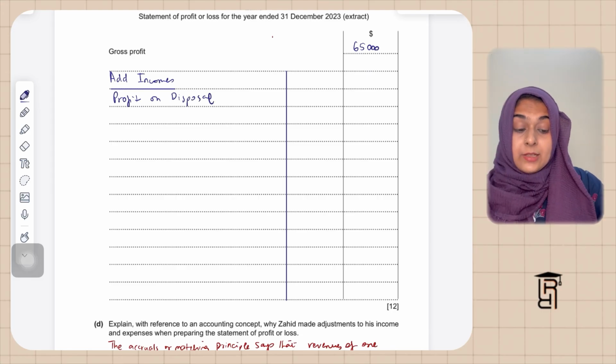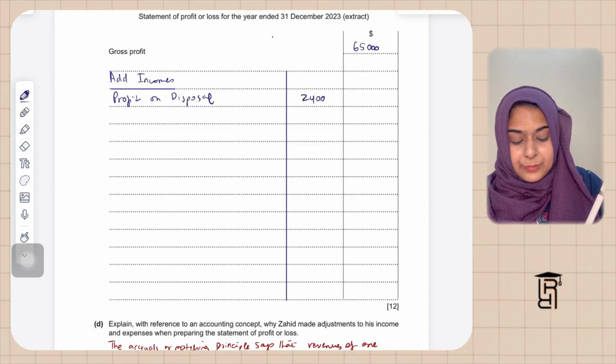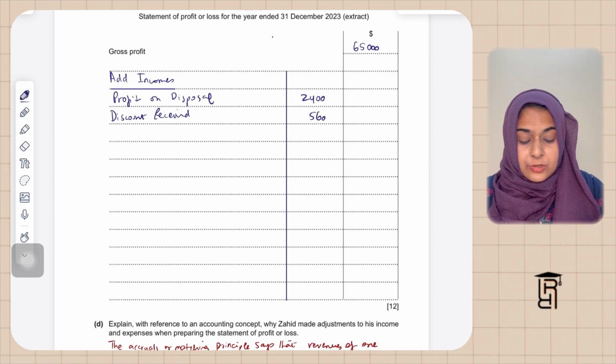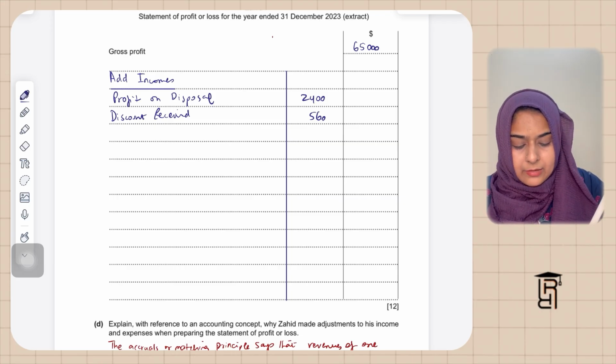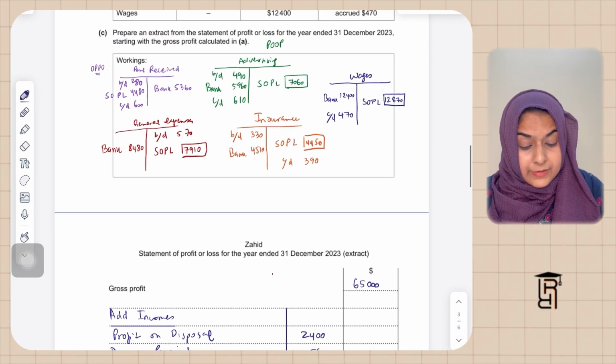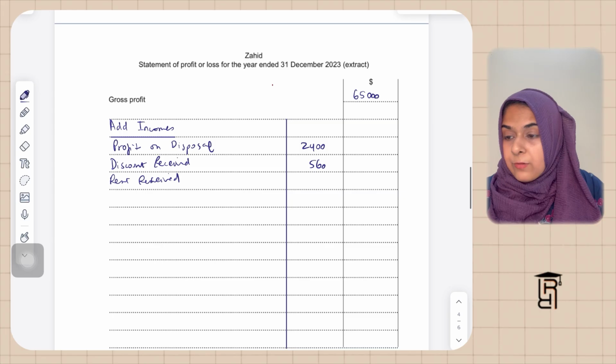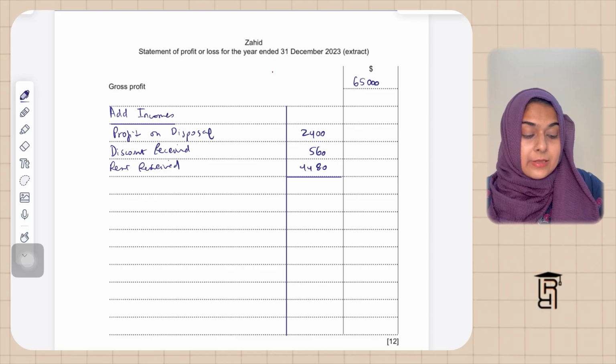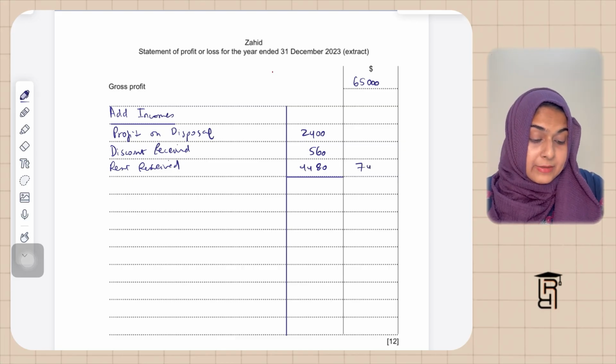प्रॉफिट ऑन डिस्पोजल मुझे याद है 2400 था इस सवाल में, ठीक है। फिर हमारे पास एक और इनकम थी डिस्काउंट रिसीव्ड, जो $560 है, जो हमारे सवाल में से ही हमें मिला है, जो हमने परचेज लेजर कंट्रोल अकाउंट में भी लिखा था। एंड देन देयर इज रेंट रिसीव्ड, we have calculated rent received 4480, so I'm going to write here 4480, and that's it for the income। और कोई इनकम नहीं है इस क्वेश्चन में। जब हम इन सबको ऐड करेंगे तो हमारे पास आ जाएगा 7440। दिस इज माय टोटल ऑफ इनकम्स, 65,000 plus 7440 will be 72,440.